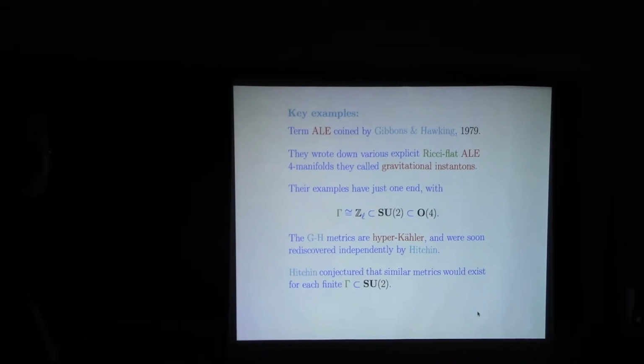He also conjectured that if you had any finite subgroup, so in this case, the A_N has fundamental group a subgroup of SU(2), Hitchin conjectured that for any finite subgroup of SU(2), you would have a corresponding family of hyperkähler metrics. These are also called gravitational instantons. That conjecture was then proved by Peter Kronheimer in his thesis.